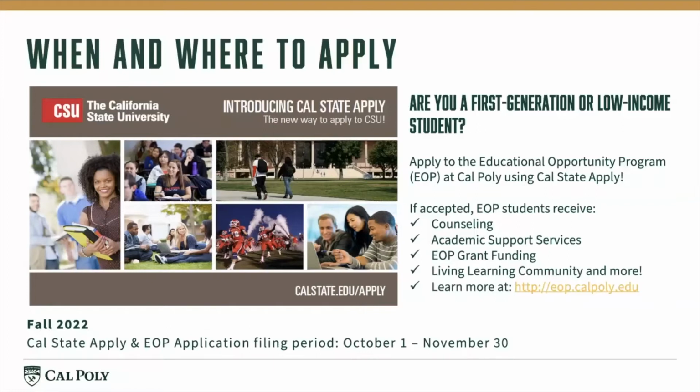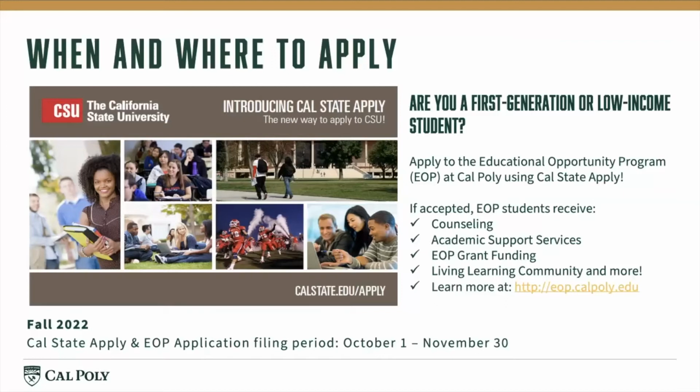If you are accepted to EOP at any specific CSU campus, specifically at Cal Poly, we will provide additional counseling support, academic support services, EOP grant funding, which is essentially free money to help you pay for college, and living learning community, which means you'll have a special community of students that you can connect with and relate to. And if you'd like to learn more specifically about the Cal Poly EOP program, please visit the EOP website at eop.calpoly.edu.